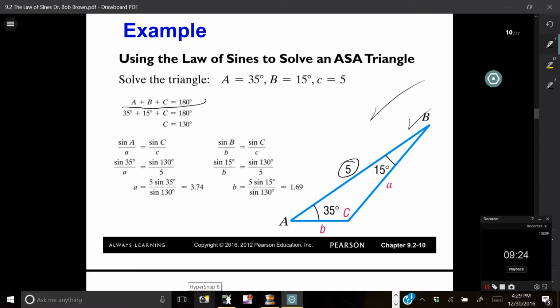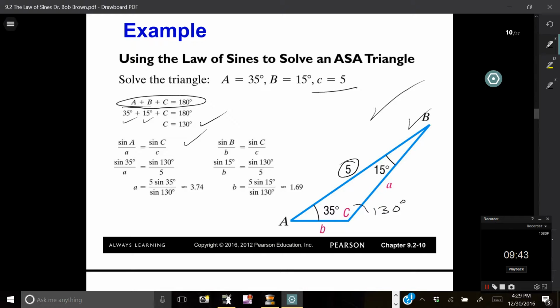First of all, let's solve for angle C, which is the easiest. A plus B plus C is 180 degrees. Plugging in for A and B, we get that C is equal to 130 degrees. So this is 130 degrees. It's our obtuse angle. And then we write down the law of sines.